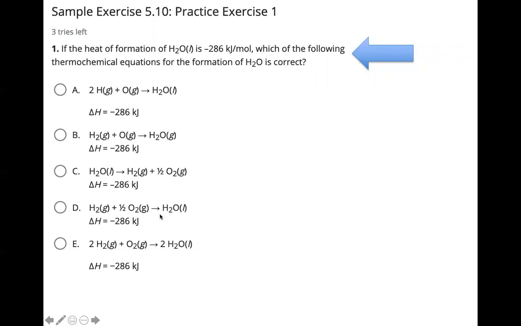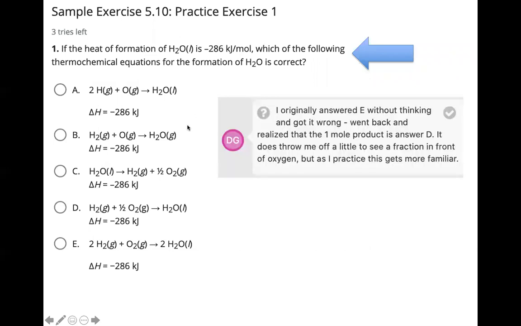So when we're evaluating this one, I like this student's comment. I originally answered E without thinking as much and got it wrong, but went back and realized that my error was having a coefficient of 2 rather than a coefficient of 1. Several people were sort of thinking about this. We're used to having whole numbers, but now we're changing the game a little bit. So I agree that after going back, I think D is the best choice here.